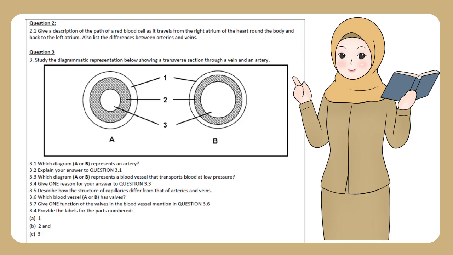Question 2. 2.1 Give a description of the path of a red blood cell as it travels from the right atrium of the heart round the body and back to the left atrium. Also list the differences between arteries and veins.